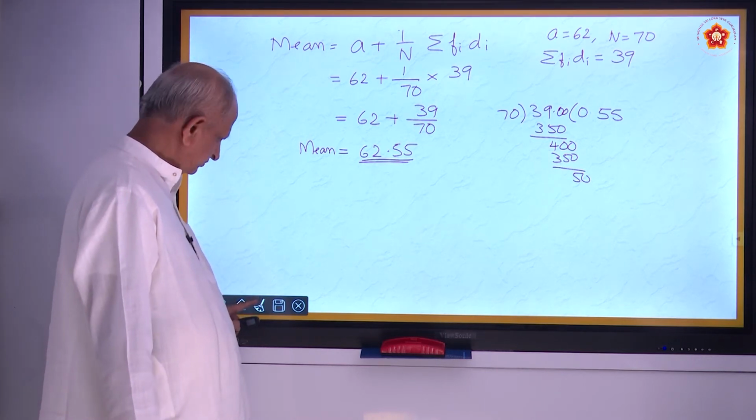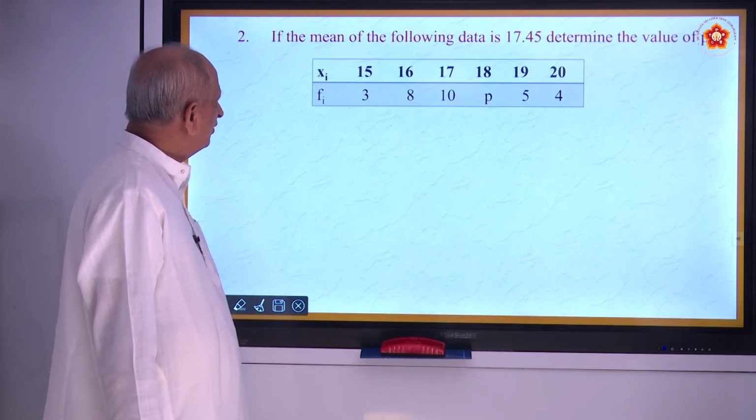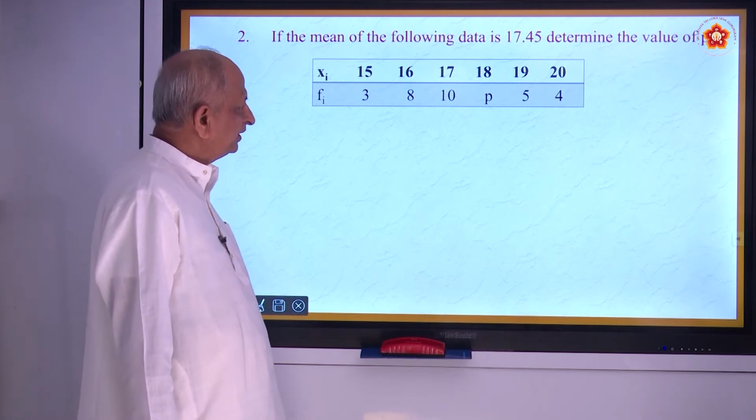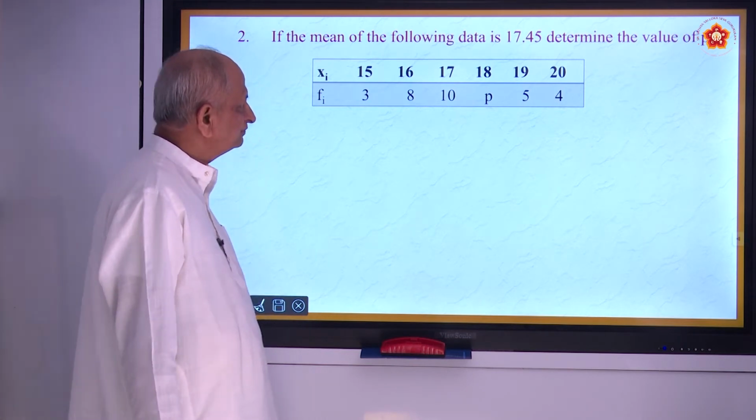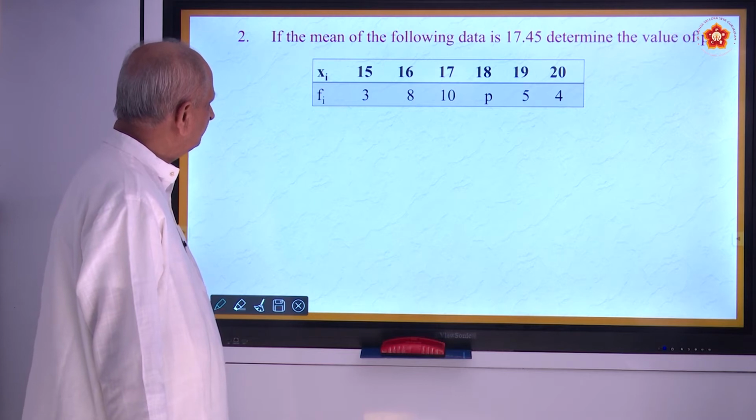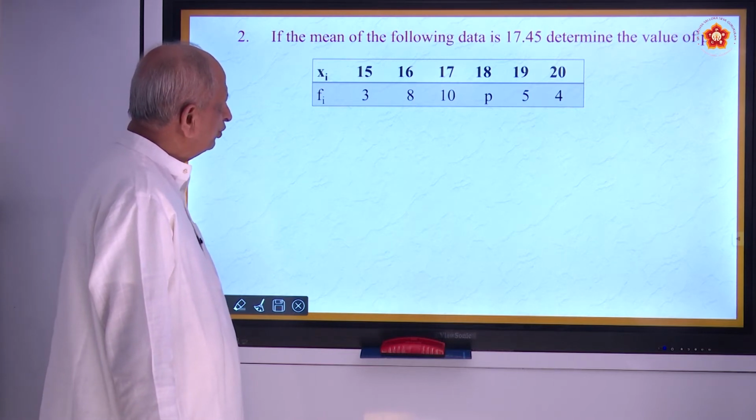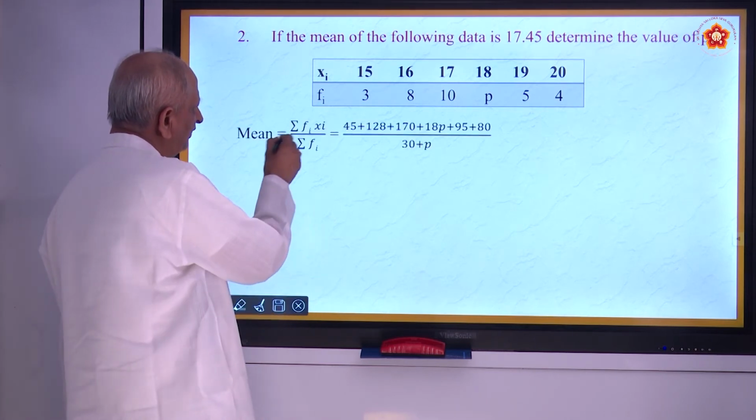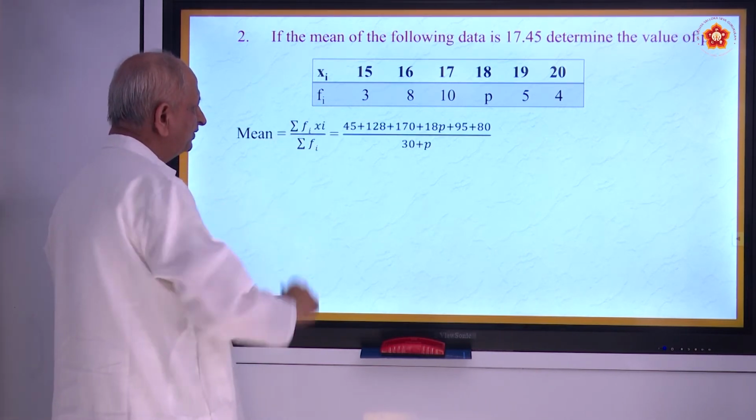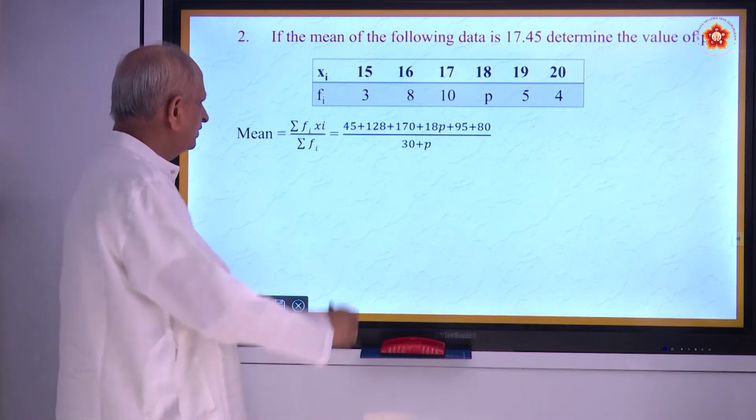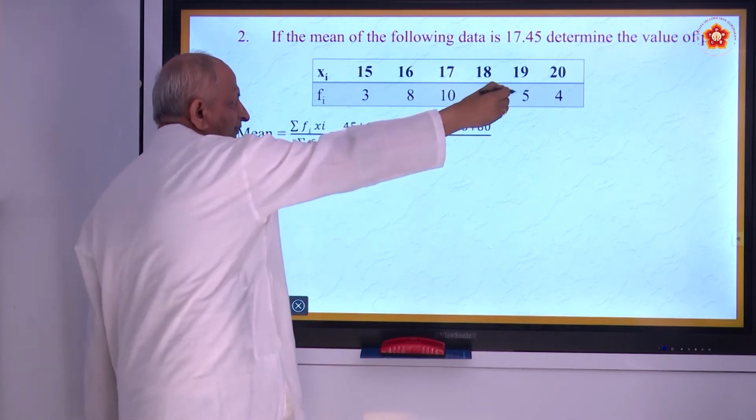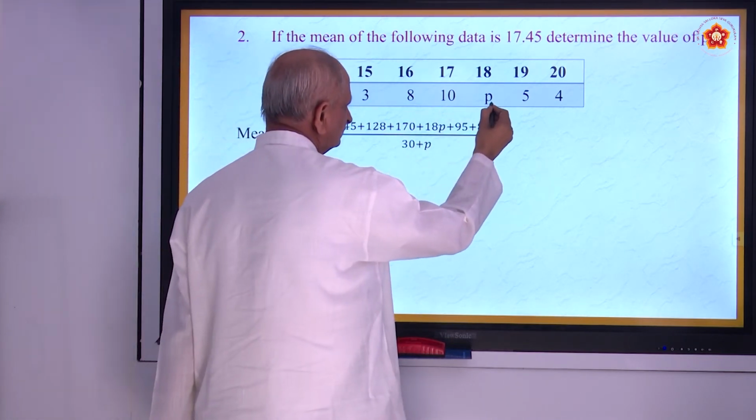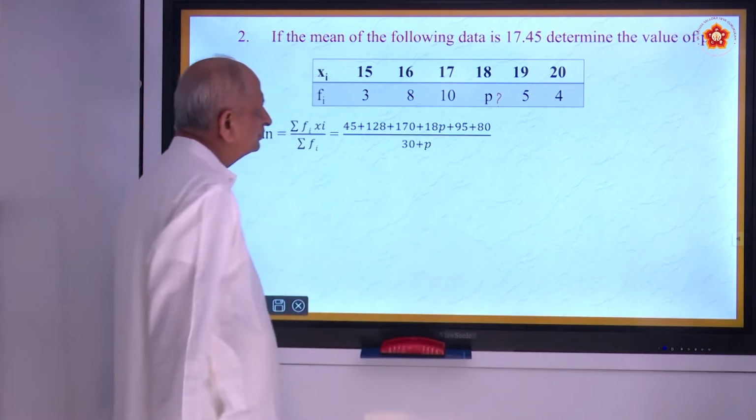Taken down? Okay. Find the mean of the following data. If the mean of the following data is 17.45, determine the value of P. So here we know the formula for mean. Mean is equal to sigma fi into xi by sigma fi. So fi is given, these are the frequencies. Here only one thing changes, you find this P here.